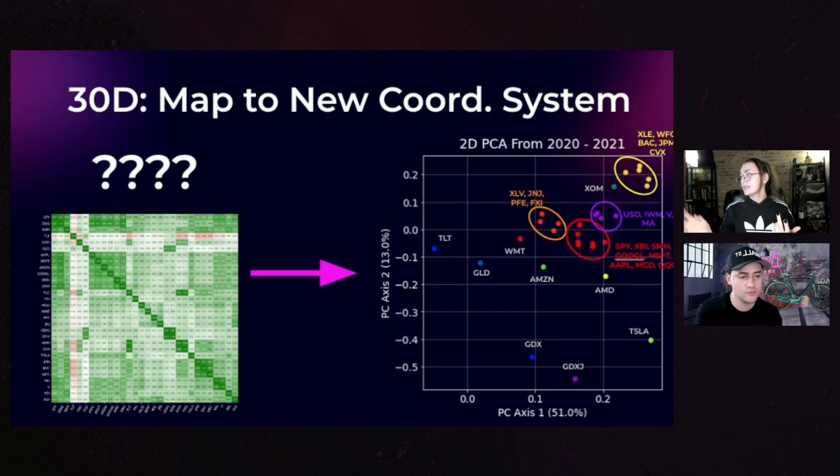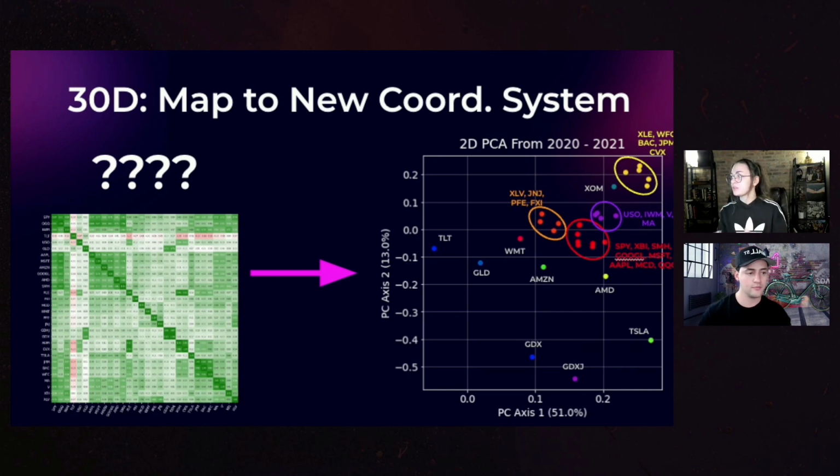And then inside some of these clusters, for example the dark orange one, you've got XLV, J&J, PFE, and then FXI. So some of these biotech, pharmaceutical, and healthcare companies are clustering together. In this red one, you have SPY, XBI, SMH, Google, Microsoft, Apple, McDonald's, and then the Qs. So some more tech heavy exposure in there.